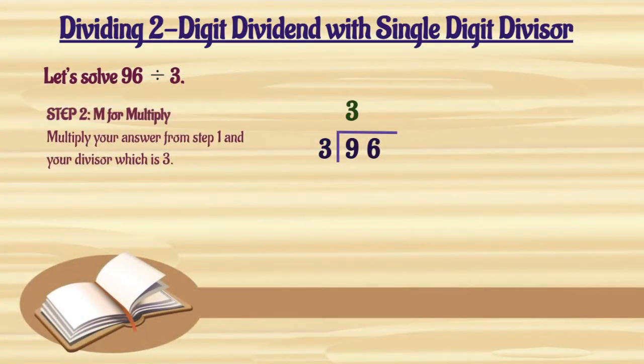Second step is to multiply. Multiply your answer from step 1 to the divisor. So that's 3 times 3.